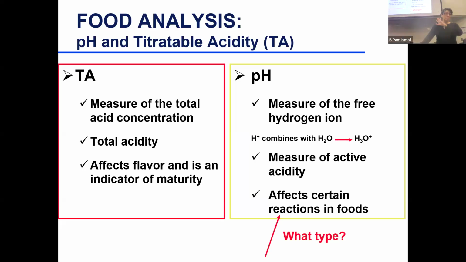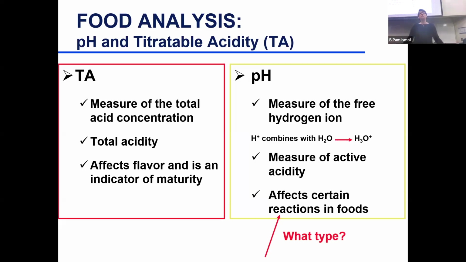So this is the total acidity, it's the total concentration of acid. It affects the flavor. Of course, when you dump more acid to reach a particular pH, it tastes more sour, so it affects the flavor. And also, it is an indicator of maturity. Some fruits, for example, will become less sour with maturity and more sweet. So there is always this indicator of maturity where they measure the ratio of acid to sugar level.